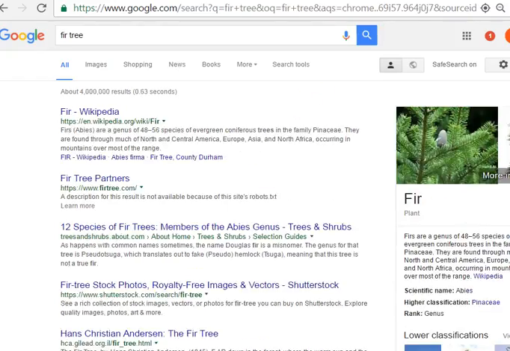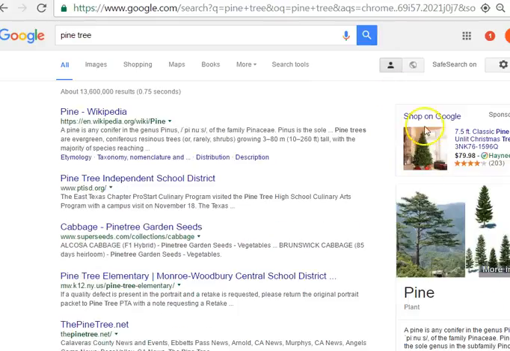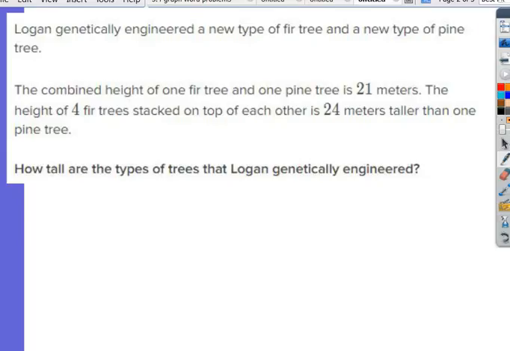So here is a fir tree. A fir tree is like a Christmas tree. And a pine tree is kind of like a fir tree. A fir tree is a special kind of pine tree. So we've got these two different kinds of trees.